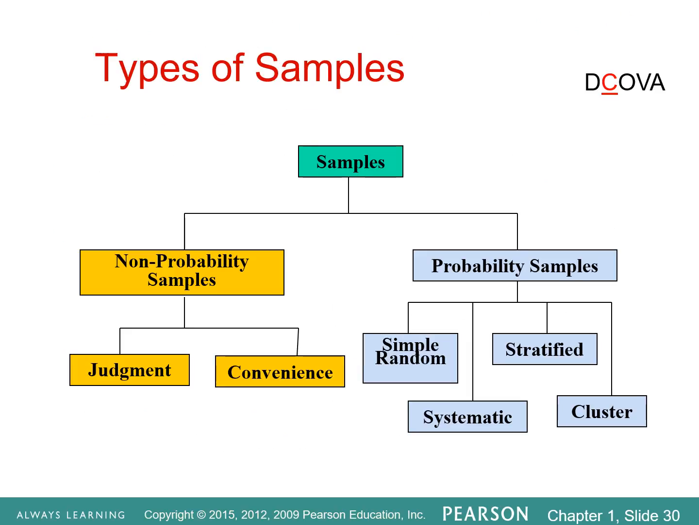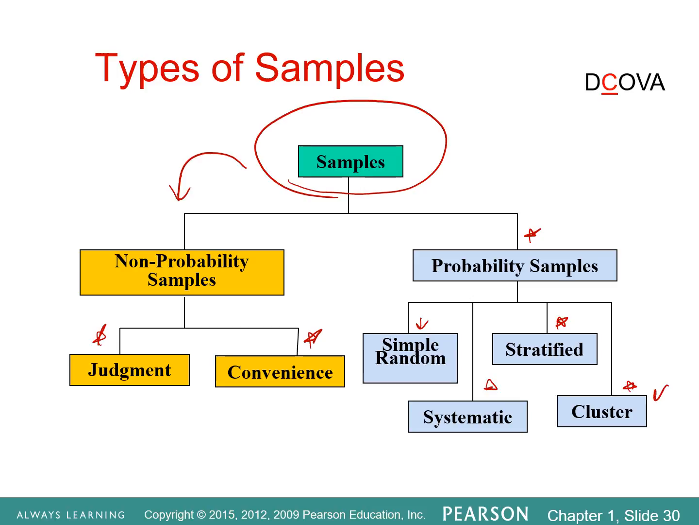So samples, let's take a look at samples. There's this big word, samples. Now, you can take a look at non-probability samples, right? These are based on judgment. For example, quality of care. And these are based on convenience. Everybody in classroom 120. Probability samples can be simple and random, 1 out of every 10 people that pass through the line. Can be stratified, can be systematic, or can be a cluster. First 100 people, right?